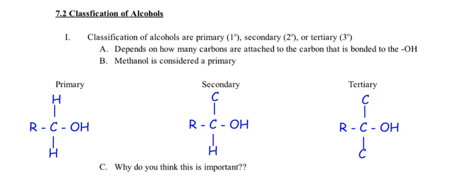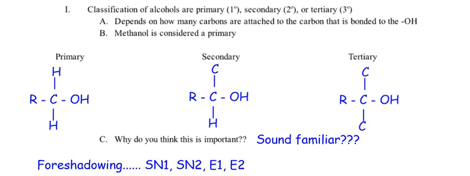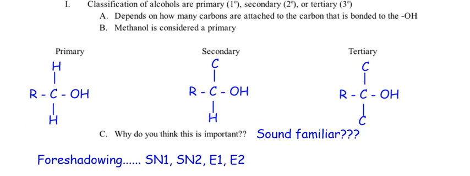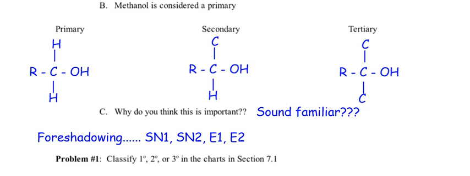So why do you think that this is important? Well, let me ask you this. Does the idea of having a primary, secondary, or tertiary carbon sound familiar? Your answer should be a resounding yes, ma'am. It is foreshadowing of things to come. We're talking about the SN1, SN2, E1, E2 type reactions, okay? So that's why it's important, and it's going to show up a little bit later on in this unit. But for right now, let's go back and classify the chart in section 0.1 as primary, secondary, tertiary. So why don't we go back to those pages and fill that part in.